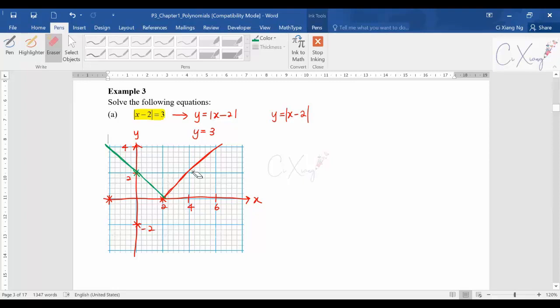Okay, so this is my first graph. This first graph is y equals modulus x minus 2. The second graph that you need to draw is y equals 3. I think this one is quite simple. y equals 3 will be somewhere here. This is the 3, so you just need to draw a horizontal line.